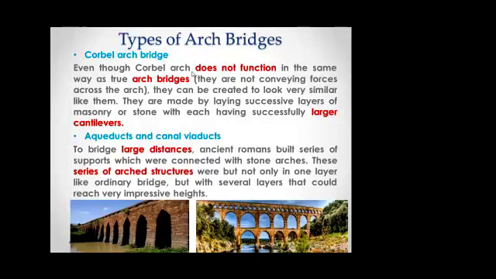Even though the corbel arch bridge does not function in the same way as a true arch bridge, and does not convey any force across the arch, it can be created to look very similar to an arch bridge. It is made by laying successive layers of masonry or stone, each having a larger cantilever. So this is the concept of the corbel arch bridge, but it is a false arch bridge.